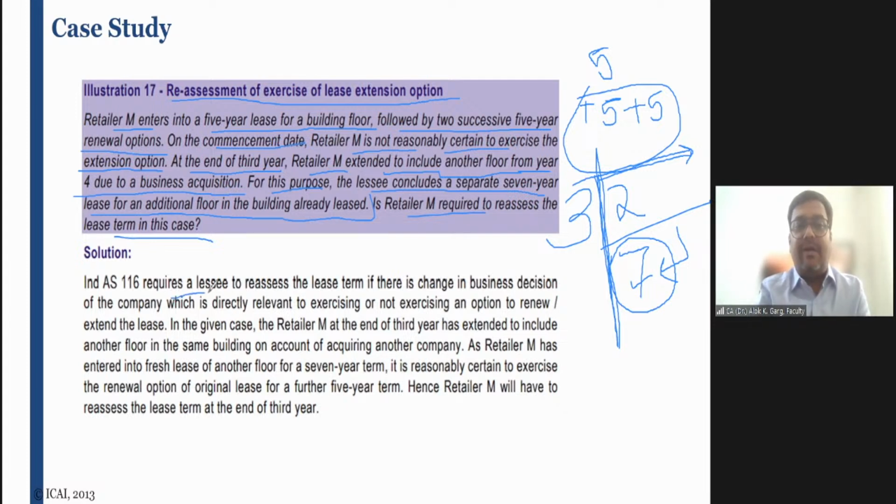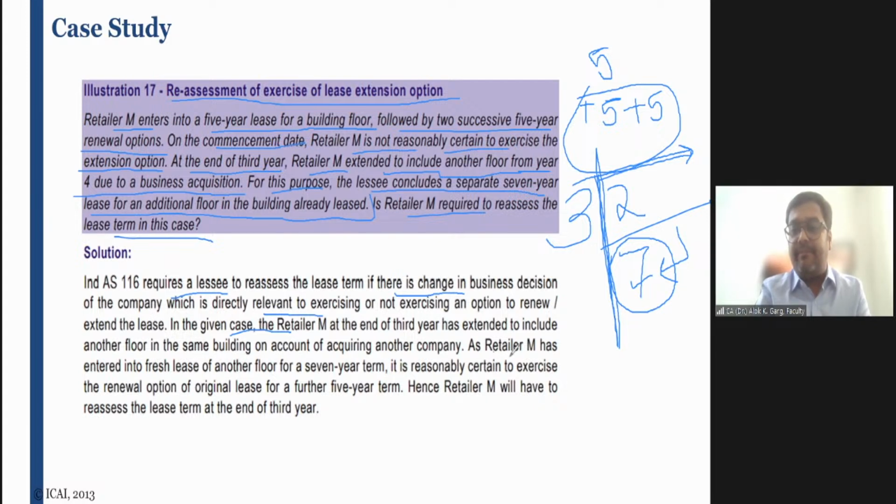Ind AS 116 requires a lessee to reassess the lease term if there is a change in business decision of the company, which is directly relevant to exercising or not exercising an option to renew or extend the lease. In the given case, retailer M at the end of the third year has extended to include another floor in the same building on account of acquiring another company or a business.